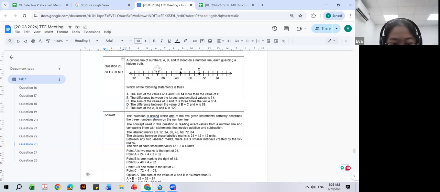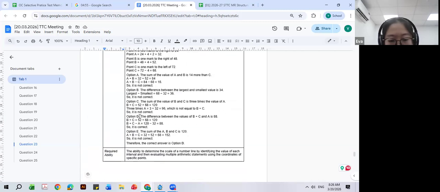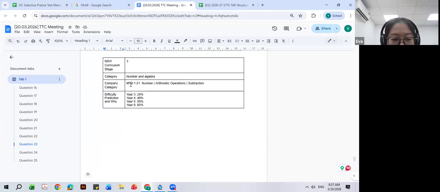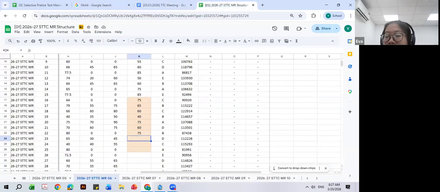So for A here we will take 4 multiplied by 2 because there are two intervals between 24 and 8. So we have A is 32. B, we continue with the same rule. We have B 52, C 68, and we will test the options and find only option D is correct. So the correct answer is D. Common category MT2 121 number arithmetic operations fraction.